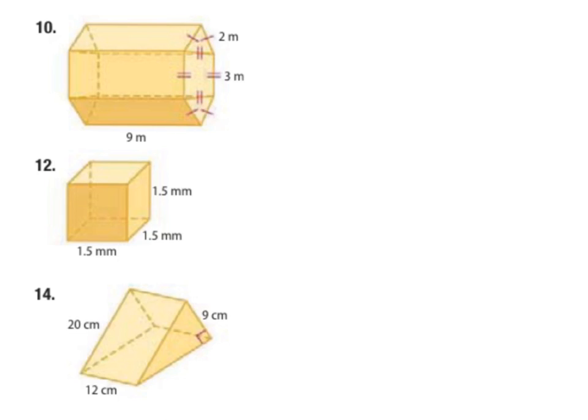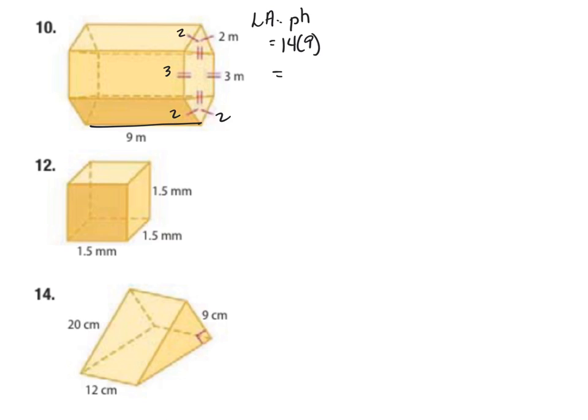For our lateral area, we need to find the perimeter of the base and multiply that by the height. The perimeter of the base is 2, 2, 3, 2, 2, 3. So if I add that up, 2 plus 2 is 4, 6, 14. So my perimeter is 14, and the height is 9.